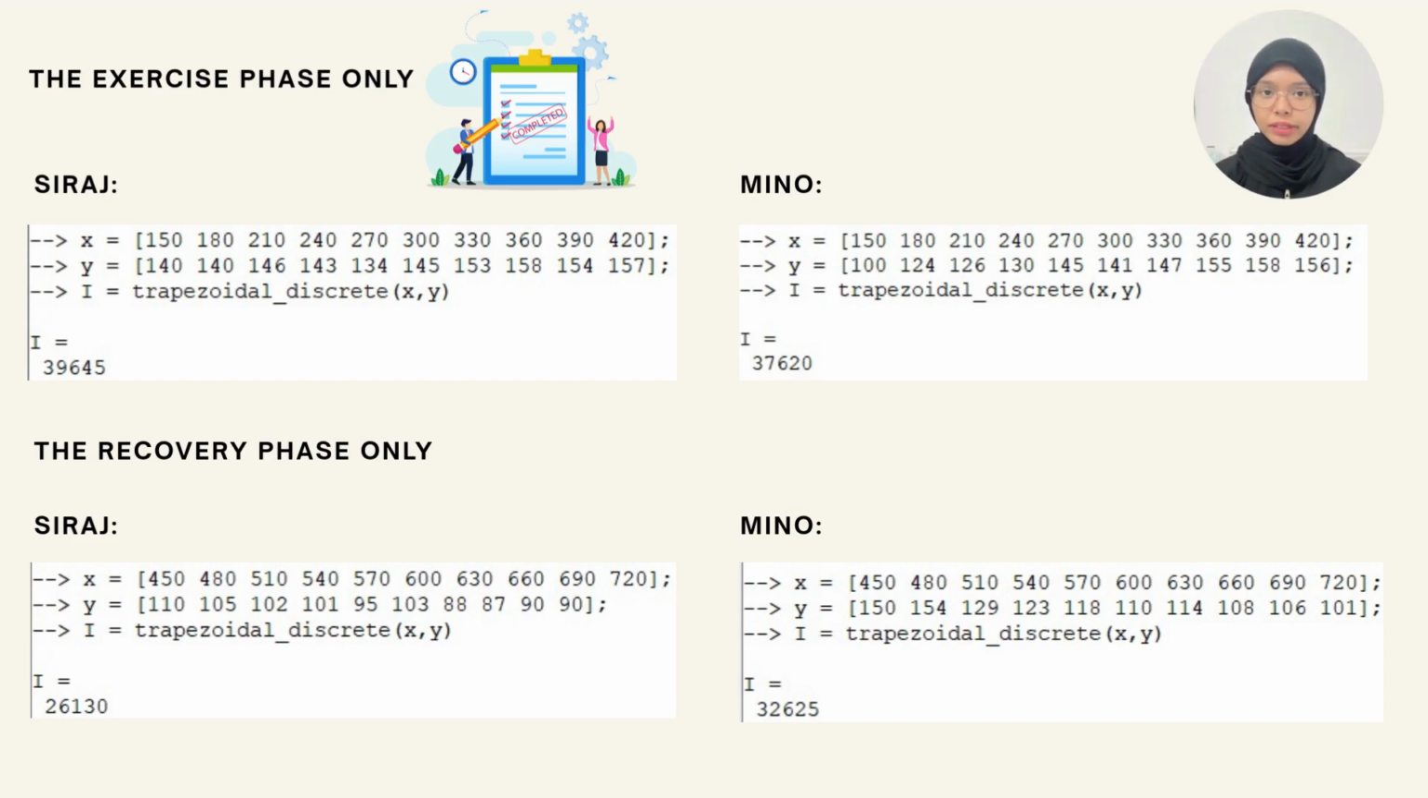In addition, the exercise and recovery phases were also validated separately using the same method in the software. The software results for the exercise phase and recovery phase match perfectly with the manual calculation for both Siraj and Mino. This confirms that our manual calculations using the trapezoidal rule are correct and accurate.